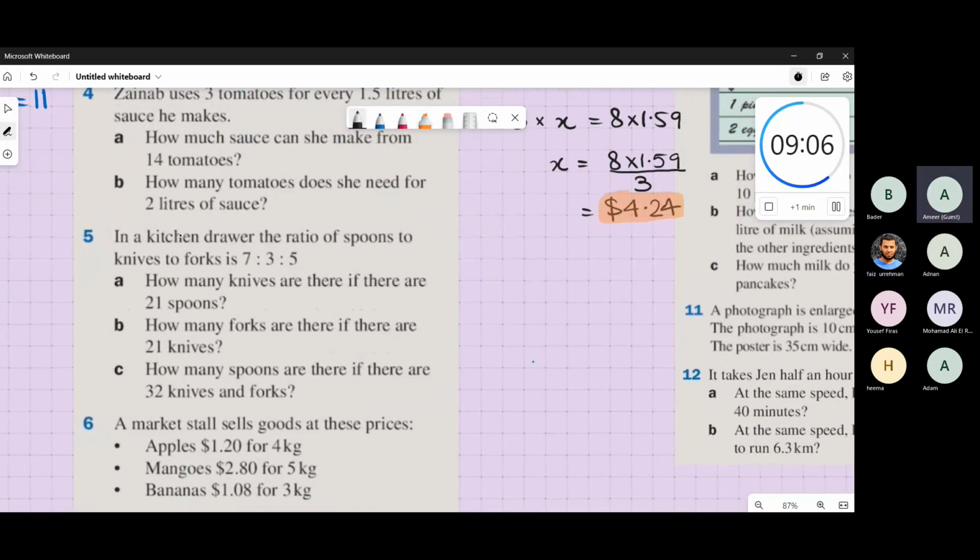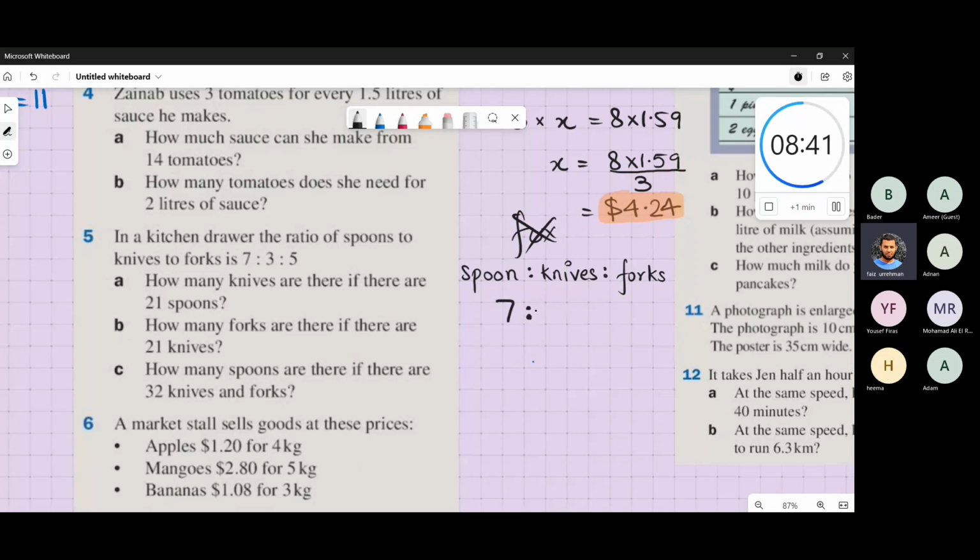In a kitchen drawer, the ratio of spoons to knives to forks. Okay, let me write it. 7 spoons, 3 knives, and 5 forks. So what is the ratio we have in our kitchen?